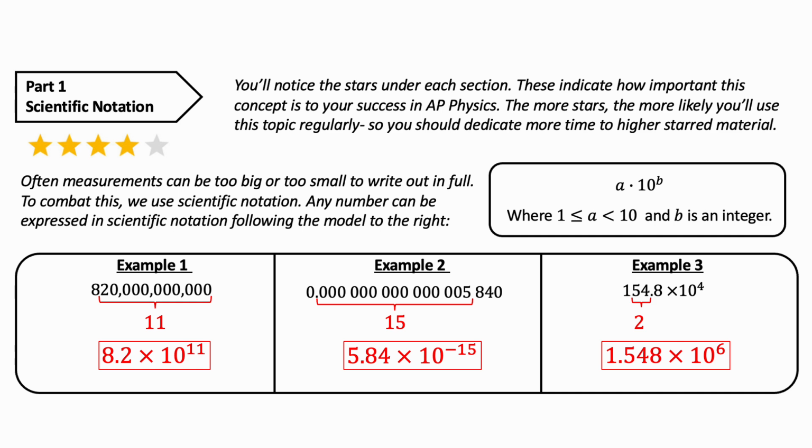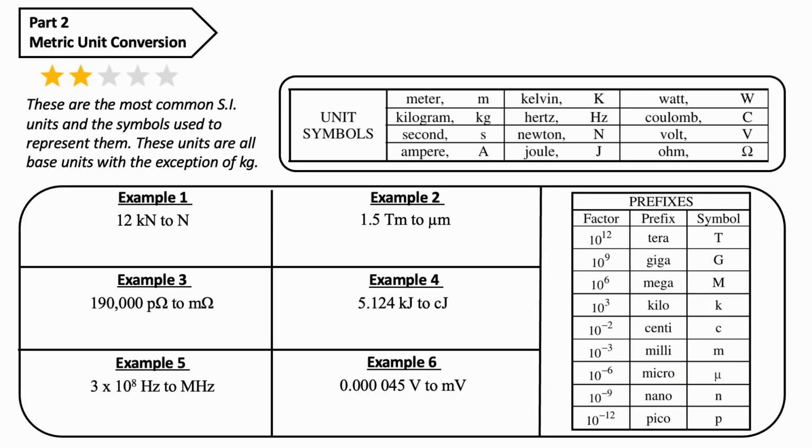Now moving on to part 2. In part 2, we are doing metric unit conversions. Once you understand the trick of these, hopefully they will be extremely easy for you. Let me explain what that trick is. The unit itself doesn't matter at all. Take example 1, where we are converting kilonewtons to newtons. You see at the top that the base units are identified for you. And then what we really need to see is that prefixes table.